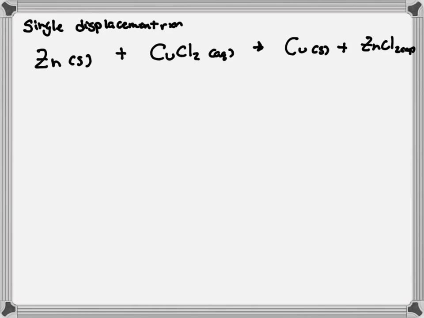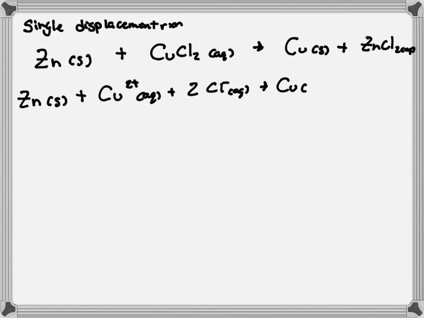So now let's write our total ionic equation. So my zinc solid stays zinc solid. My copper 2 chloride, aqueous, we get copper 2, and we get 2 chlorides. We have our copper metal. We have our zinc. And our 2.